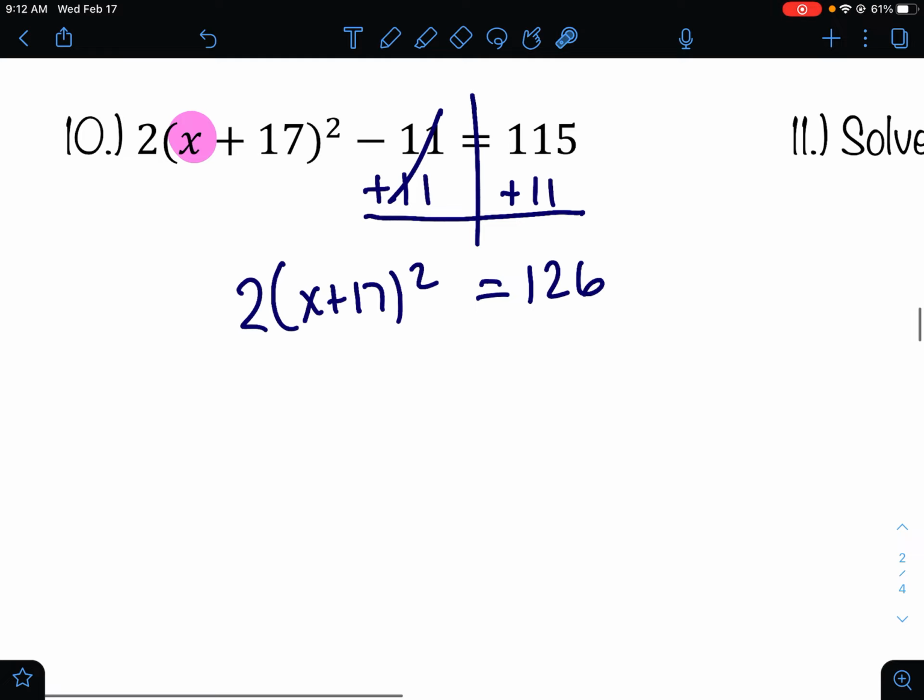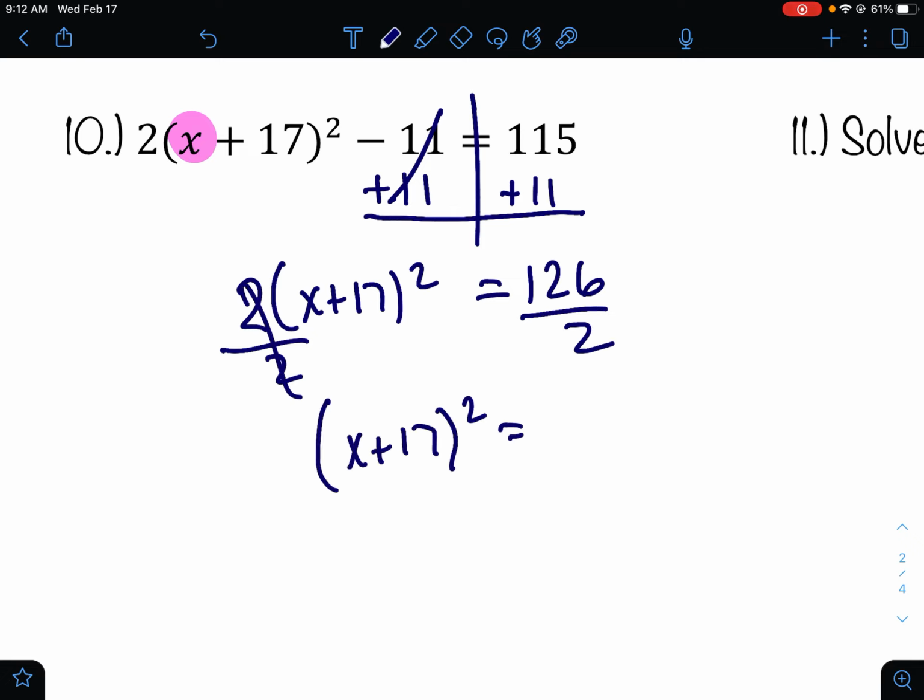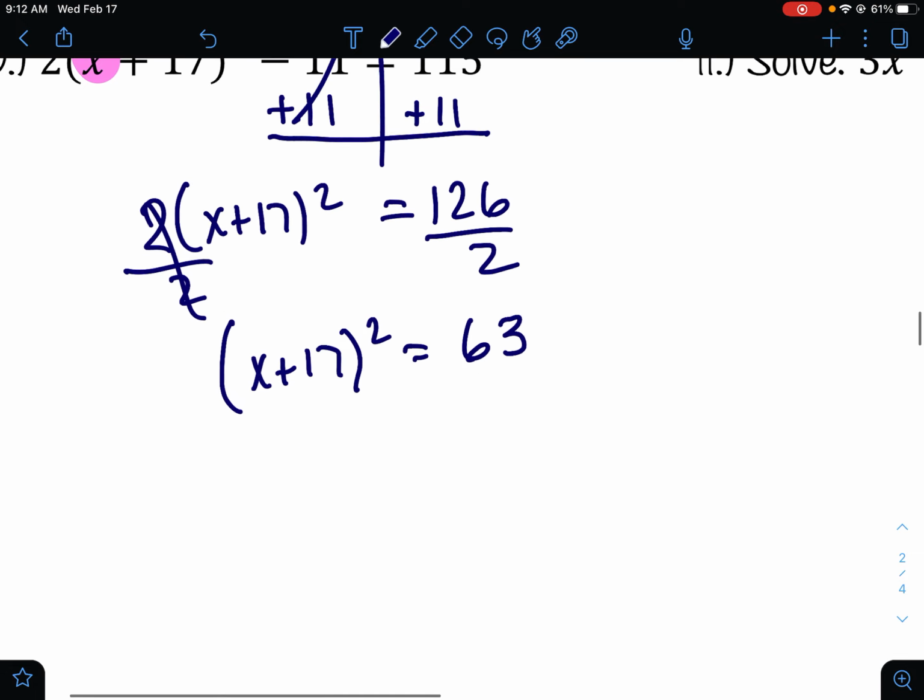Now, the 17, we got a problem with the 17, or actually the 17 has a problem. He's trapped. The x there that has a bomb, he went over and is holding on to 17 here, and it's bounded by these parentheses. You cannot remove anything from these parentheses. 17 is stuck. So actually the next person to go is going to be the 2. So to get the 2 over the other side or out the door, we're going to divide by 2. Now that gives us x plus 17 squared equals 63.